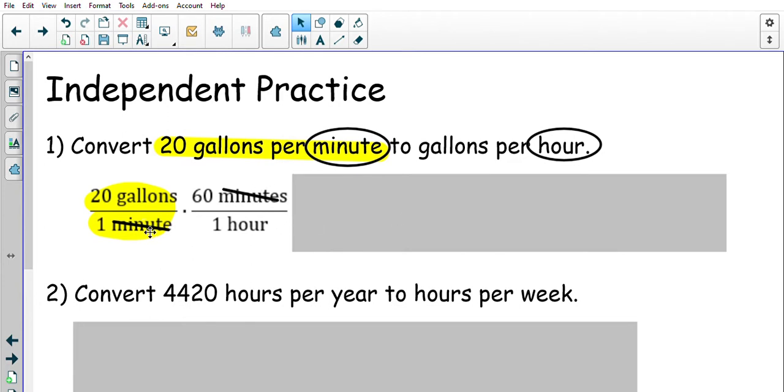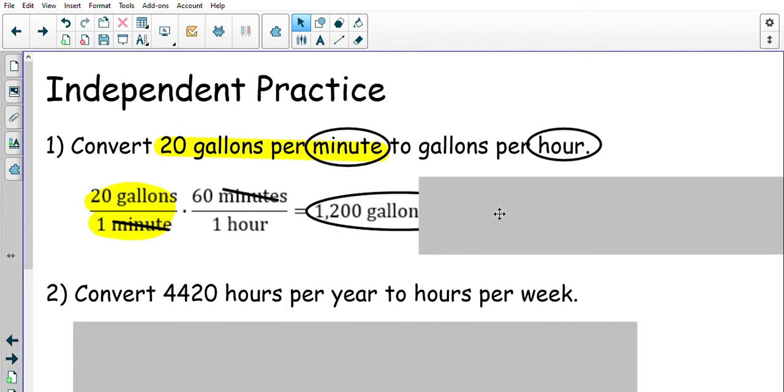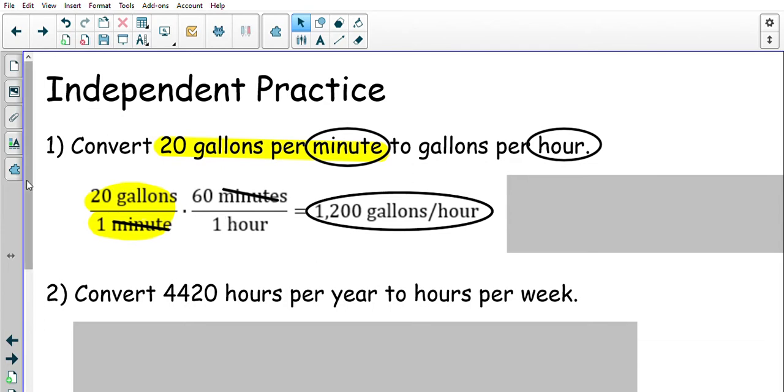Notice how I can cross off my units of measure. Not the number itself, just the label. So we have 20 gallons times 60 on the top, which is going to get us 1,200 gallons, and then per hour on the bottom. So we have gallons per hour left. Take 20 times 60. We've got 1 in the denominator. It's just 1,200 gallons per hour.